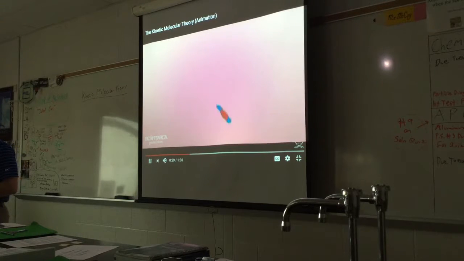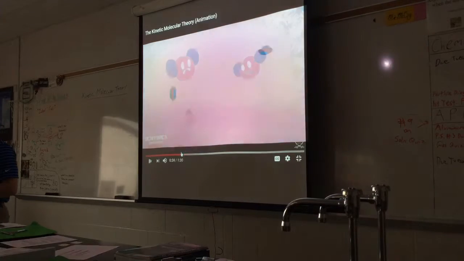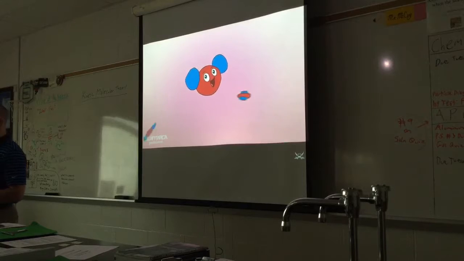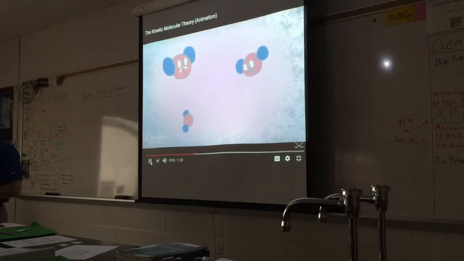Have high energy, and in low temperatures, the particles have less energy and move around in random directions. In higher temperatures, the particles have high energy, and in low temperatures, the particles have less energy.